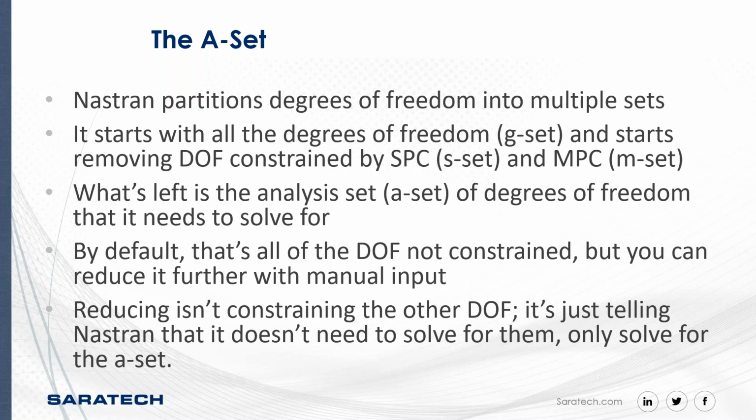By default, that's all of the degrees of freedom not constrained, but we can reduce this further with some manual definitions. Now keep in mind that reducing isn't constraining the other degrees of freedom. We're just telling Nastran that it doesn't need to solve for them, and that we're only interested in the results for this particular set of the model.